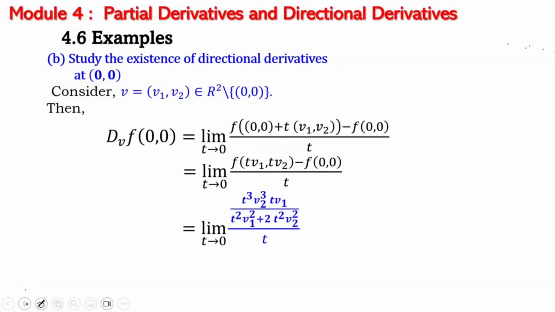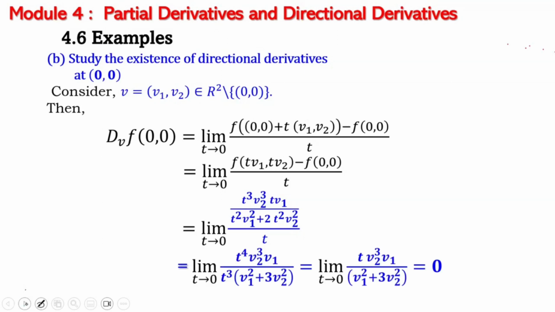from the function f, we substitute here. So we see that here t to the power 3 and t, so it will be t to the power 4, and this is t squared and there is t, so it will become t to the power 3. After simplifications, you will get this form. Then this t and t to the power 4 over t to the power 3, this is t. Since t tends to 0, it will become 0. So therefore, the directional derivative is 0 along any direction.